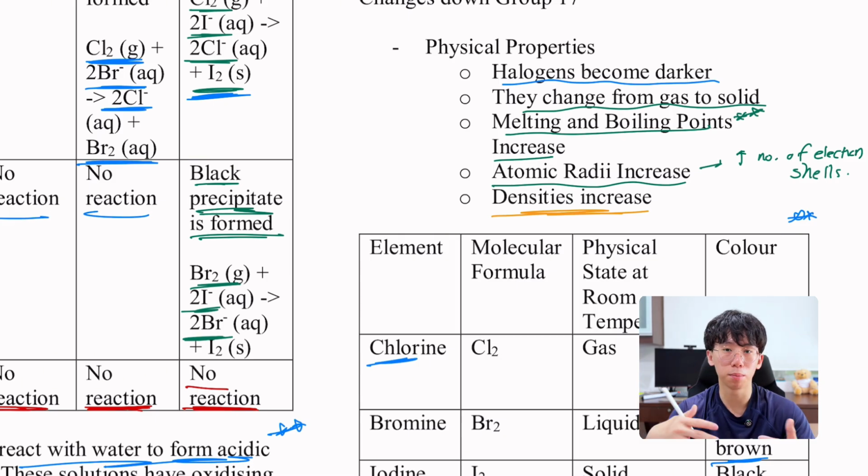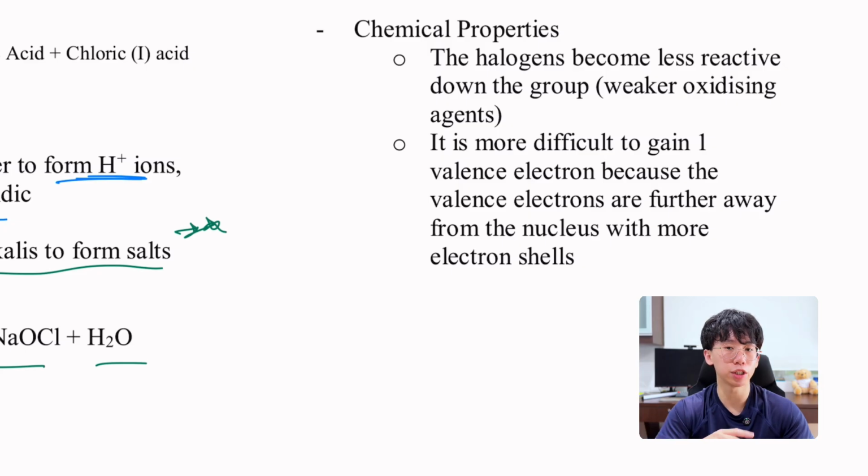Okay, as you go down the group, bromine actually becomes a liquid that is reddish brown, and then your iodine is actually a solid that is black. How about some of the chemical properties that change down the group? So your halogens actually become less and less reactive.